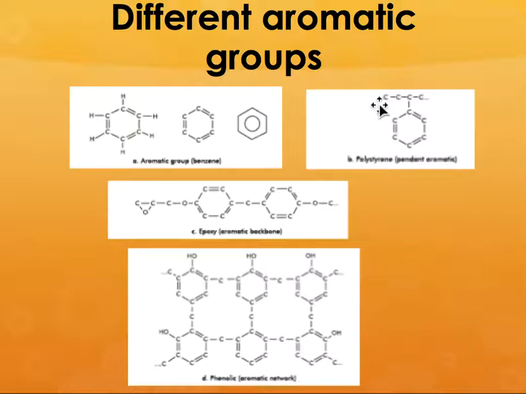So the different aromatic groups are, you have benzene, you have polystyrene, and you can also have epoxy and phenolic type of material. So you have different chains. From this you can see that the longer the chain, the bigger the chain, the stronger the material is going to be.